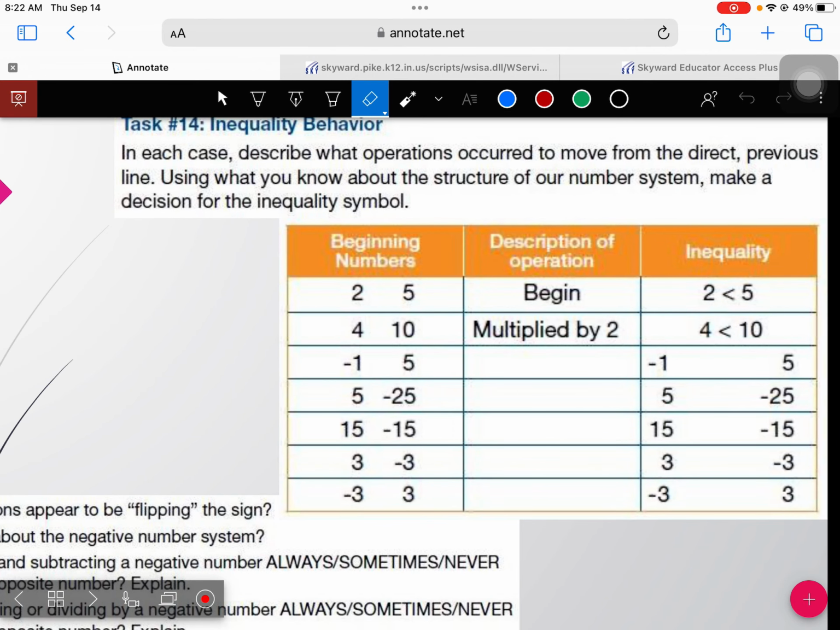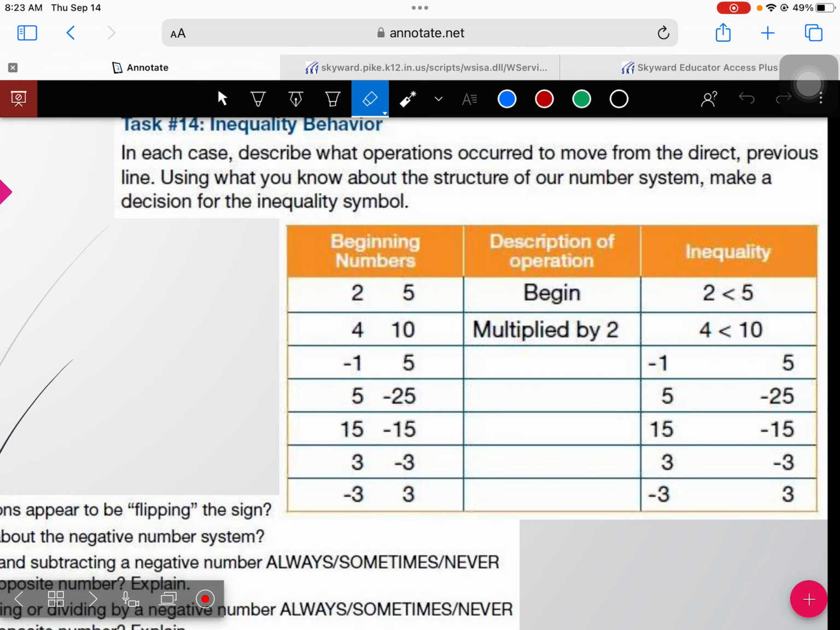Inequality behaviors. We give you a couple of numbers and we ask you, how do I get from the first set of numbers to the second set? So we start with 2 and 5. We go to 4 and 10. How do I get from 2 and 5 to 4 and 10? We multiplied by 2. And then we use that inequality.